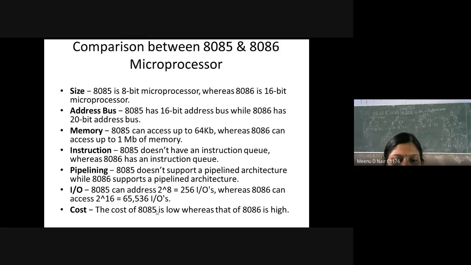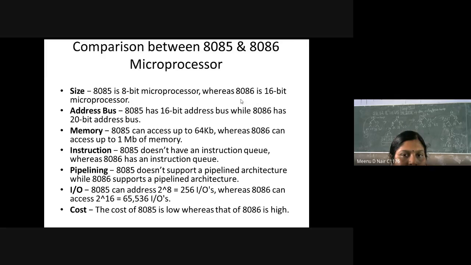Cost: 8085 is low because it is not an advanced one, and 8086 has some advanced features, so definitely the cost of 8086 is higher than 8085. So this is the comparison between 8085 and 8086. The parameters of comparison are size, address bus, memory, instruction, pipelining, input output, and cost. So you have to compare.